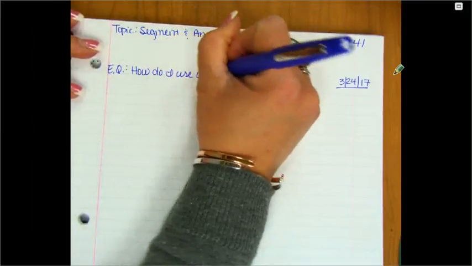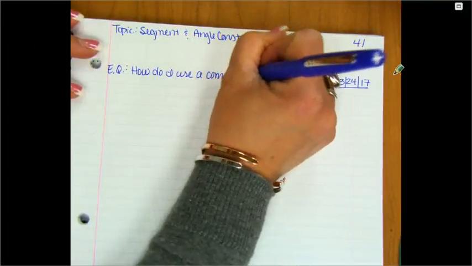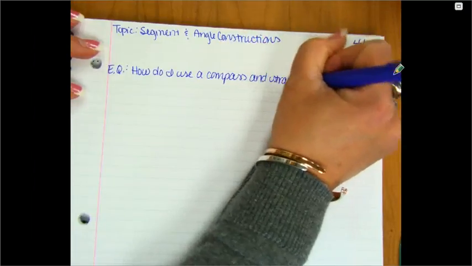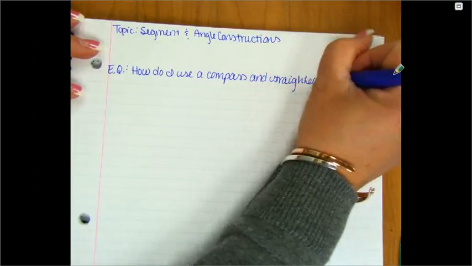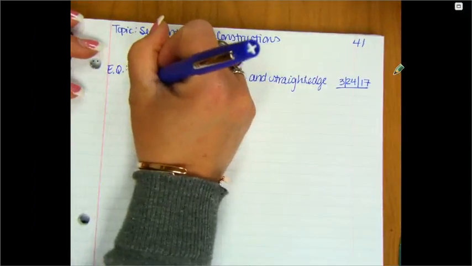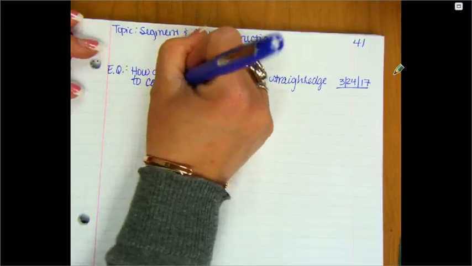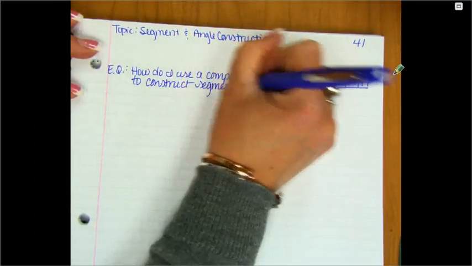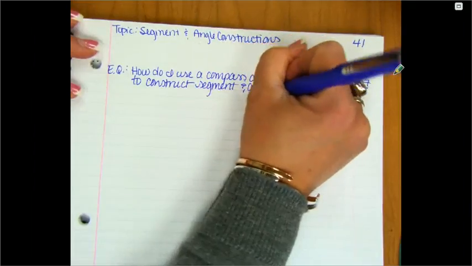Alright, how do I use a compass and straight edge to construct segment and angle constructions?